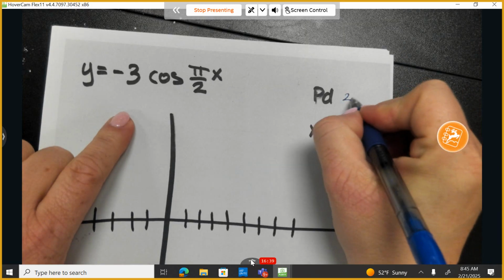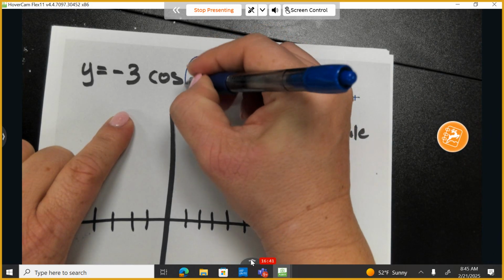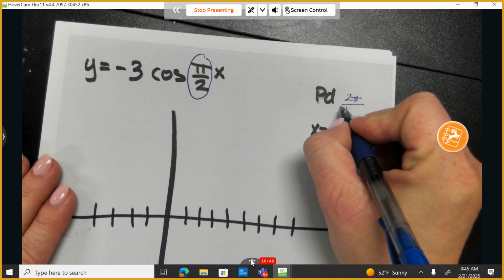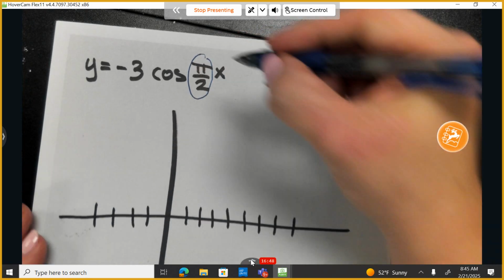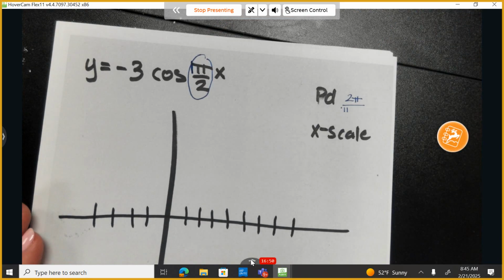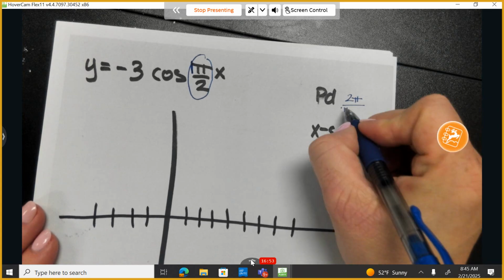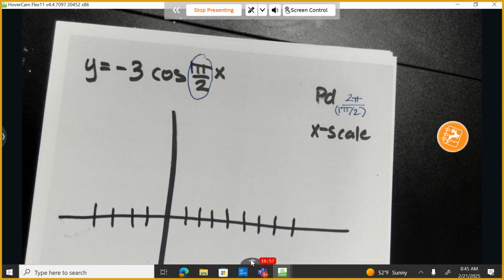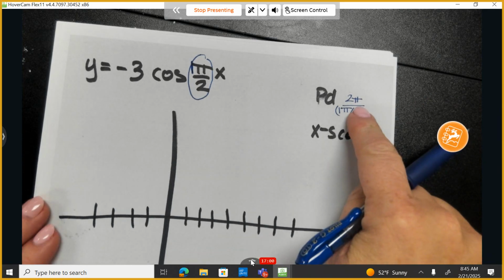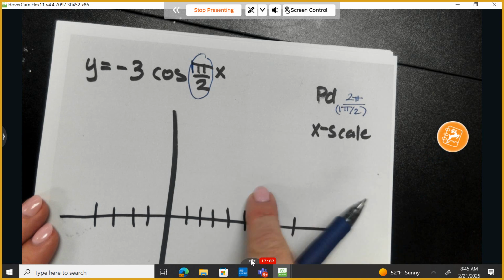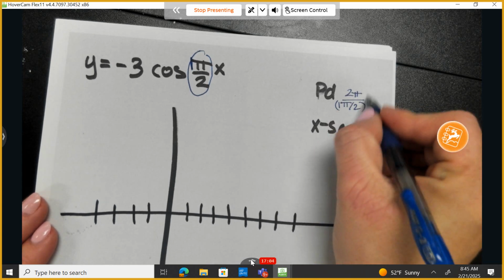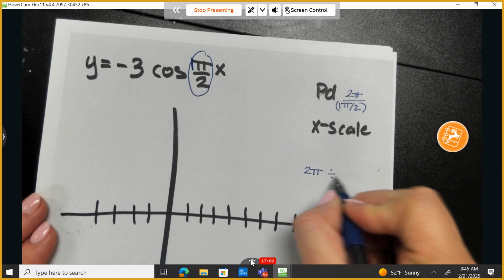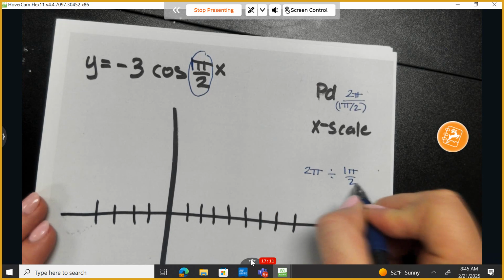The period is always going to be 2 pi divided by whatever is directly in front of the x, or stuck with the x. So I'm going to divide it by pi. Can you guys do me a favor? Put a 1 in front of that pi. So this is really going to be divided by 1 pi over 2. Oh, that looks really confusing. So what I'm going to do is write this horizontally. So I want to take 2 pi and I want to divide it by 1 pi over 2.